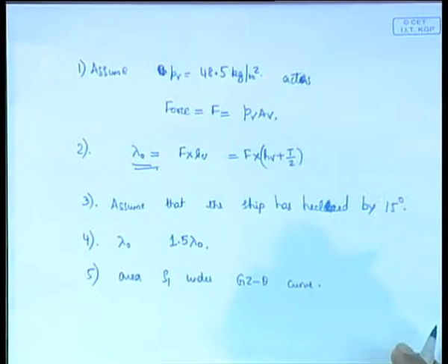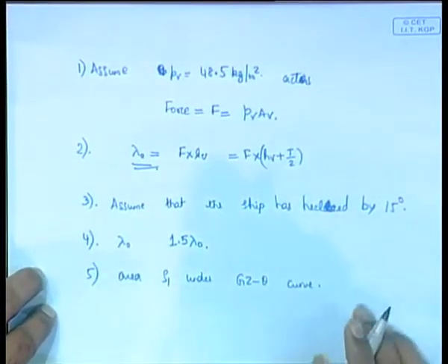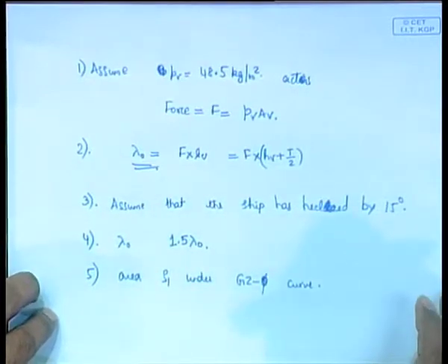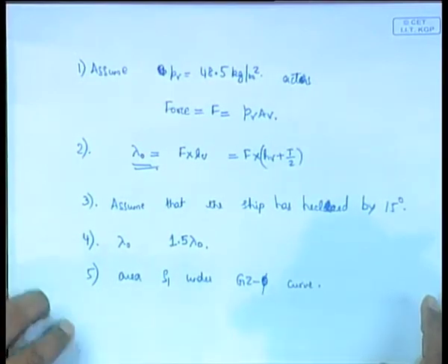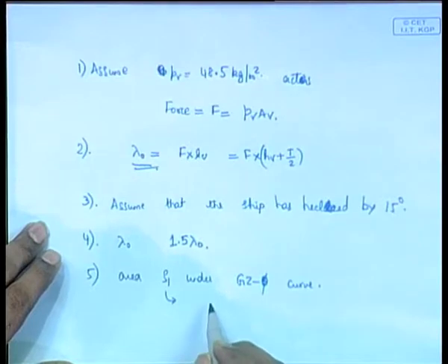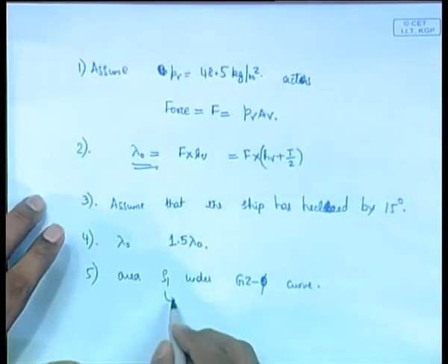You have the GZ phi curve, which area is this S1? This is the area under the GZ curve between the righting moment and 1.5 lambda 0. If you do not follow it, we will see what it means.